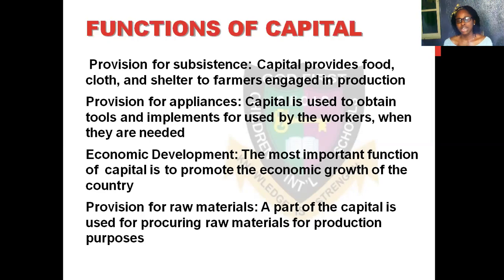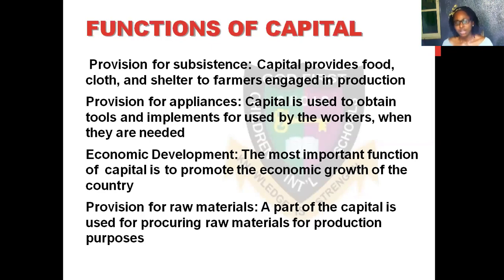Provision of appliances. Capital is used to obtain tools and implements for use by the workers when they are needed. The machineries are used for production in the industry, whatever they're going to use to make that production effective or to come out useful.